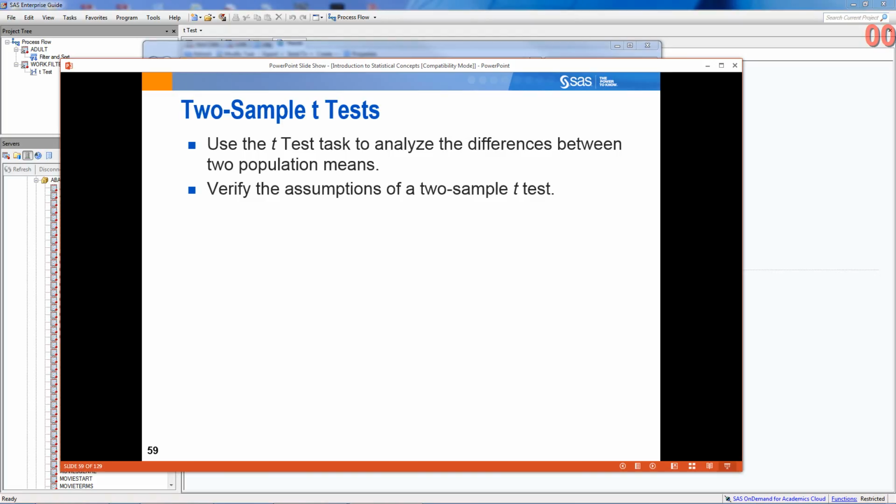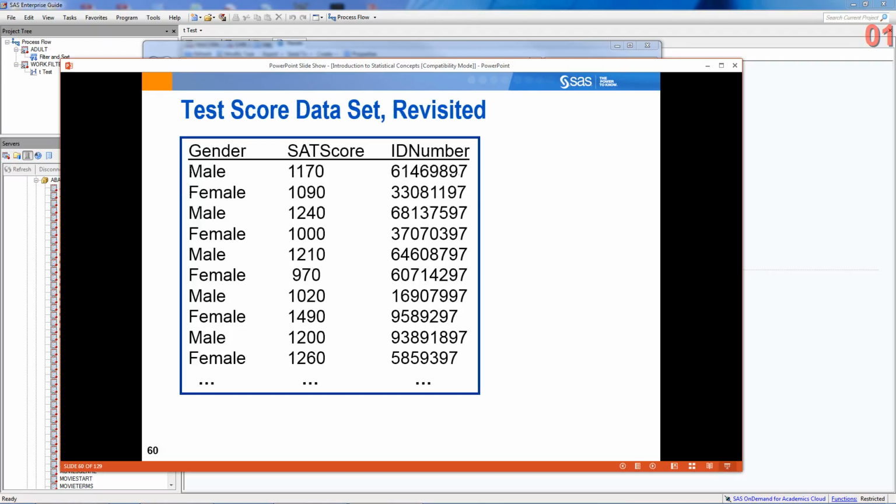Alright, so what exactly do we have here? Well, we want to analyze the difference between two population means, and of course for that we'll use two samples and see if there is any difference between the two population means, between the sample means. And of course there are some assumptions we need to verify.